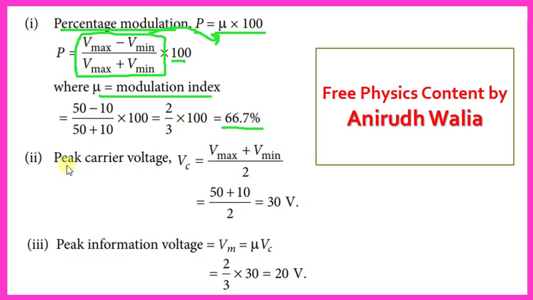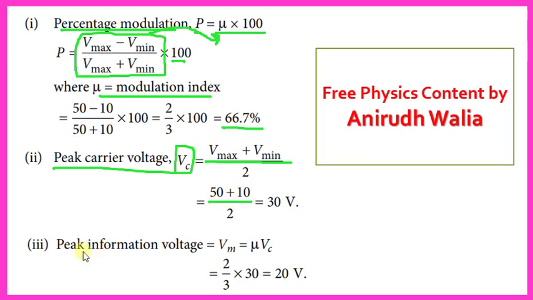Now the second part is peak carrier voltage. Again, this depends entirely on the formula. Those who know the formula can easily calculate the values. What is the peak carrier voltage? It is Vmax plus Vmin divided by 2. Basically it is the average of the maximum and minimum voltage. Vmax is 50, as we have already calculated, Vmin is 10, divided by 2, that means you will get 30 volt as peak carrier voltage.